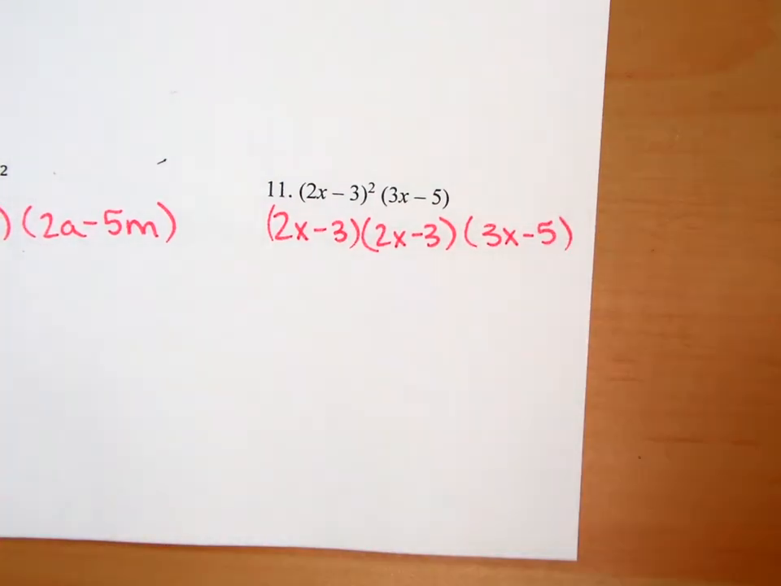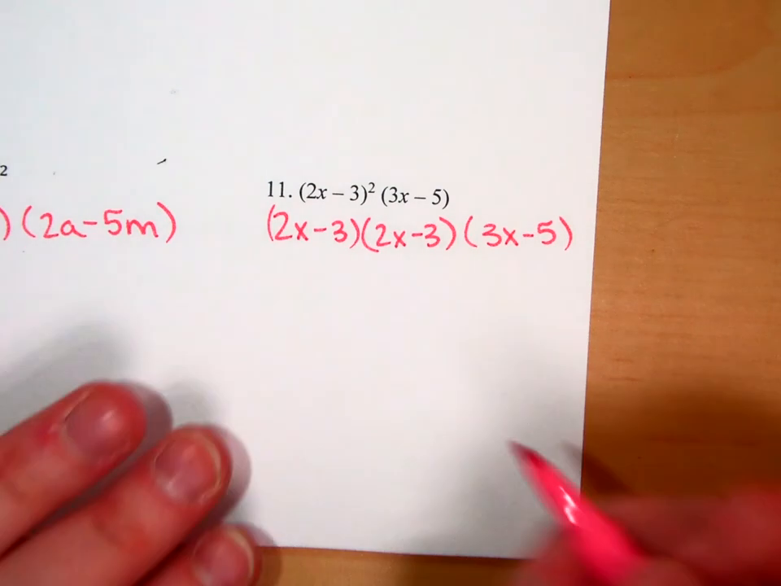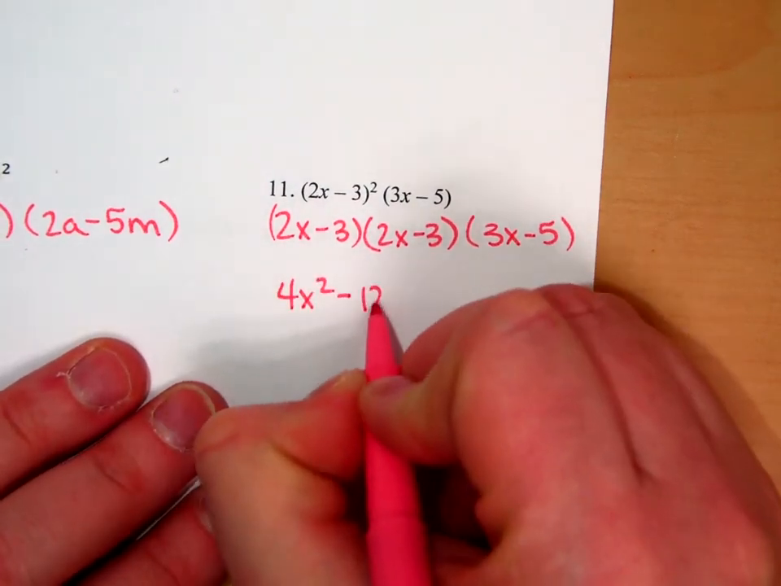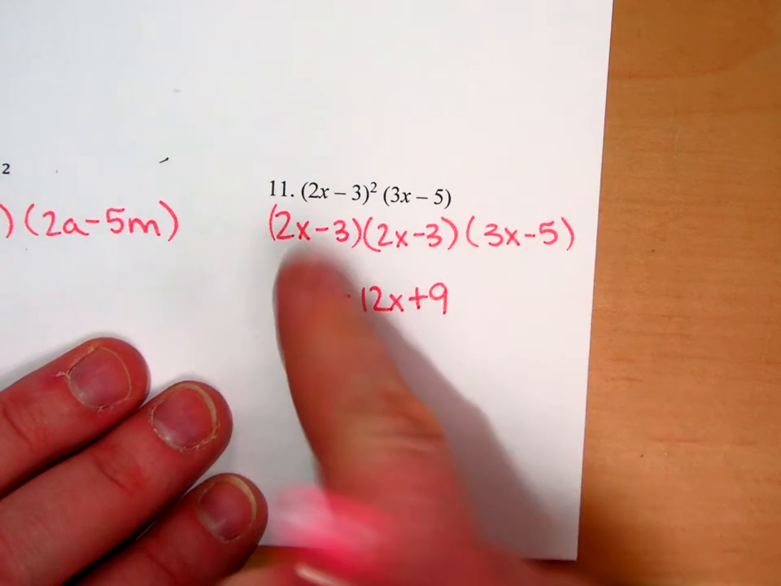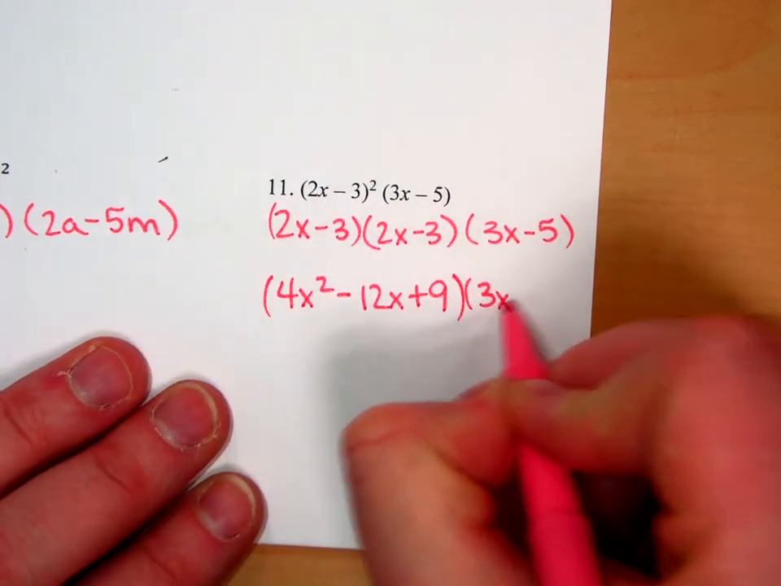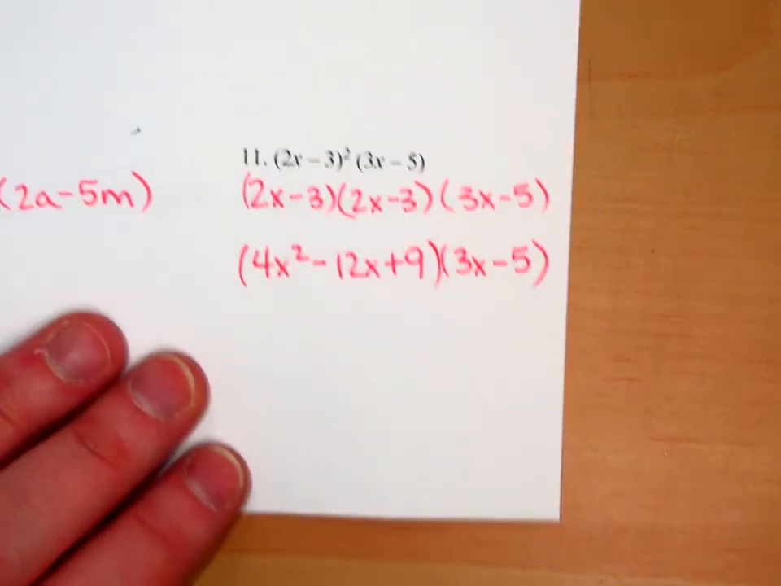Now, when you distribute and everything else, you need to do it however you want to do it. I know the rules, so I'm going to run the rule. So I'm going to have 4x squared minus 12x plus 9. That's the product of these two. And that's going to be times 3x minus 5.